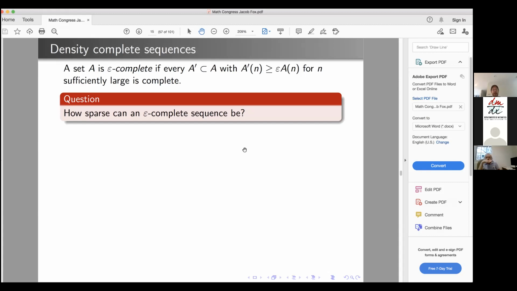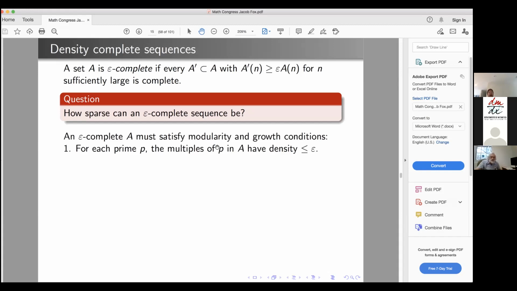And this is reminiscent of, in additive combinatorics, there's a famous theorem of van der Waerden that whenever you finitely color the positive integers, there's always an arbitrarily long arithmetic progression. There's a strengthening of this known as Szemerédi's theorem, that every dense set of positive integers contains arbitrarily long arithmetic progressions. And so this is a natural density analog of these completeness questions, these Ramsey completeness questions. And a natural question here is, how sparse can an epsilon complete sequence be?